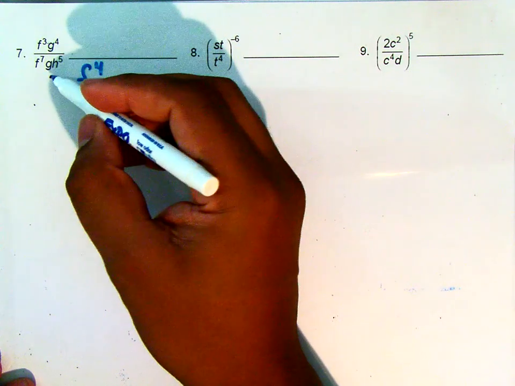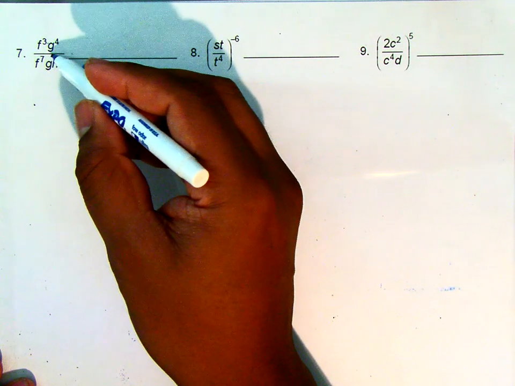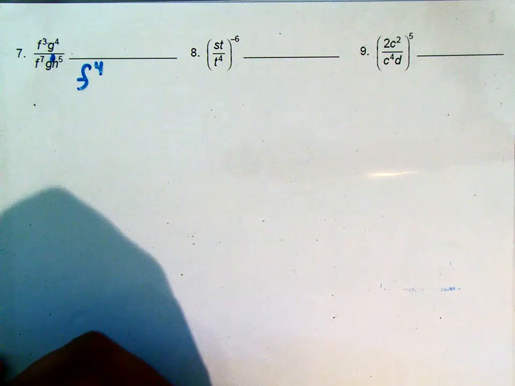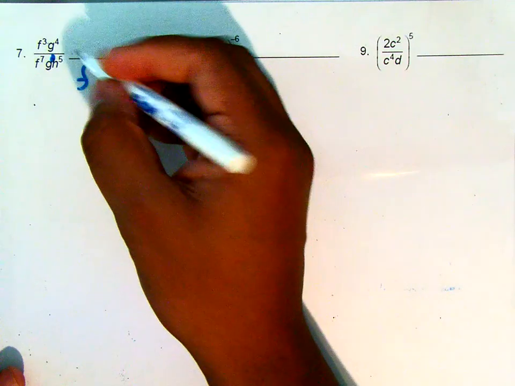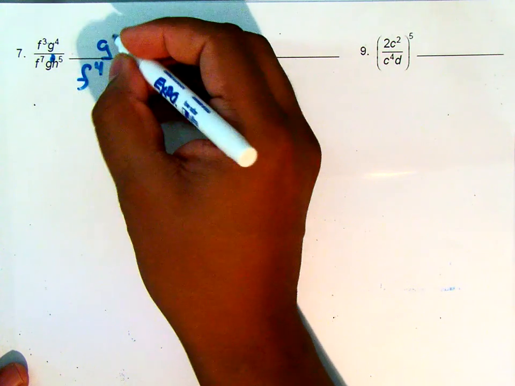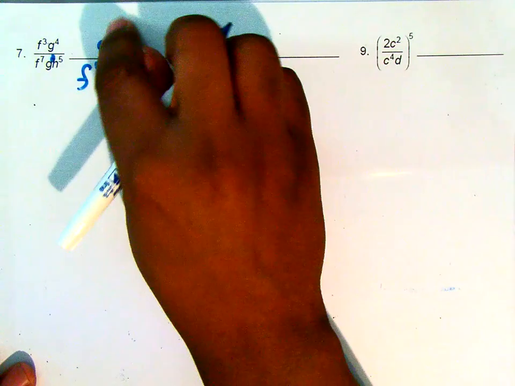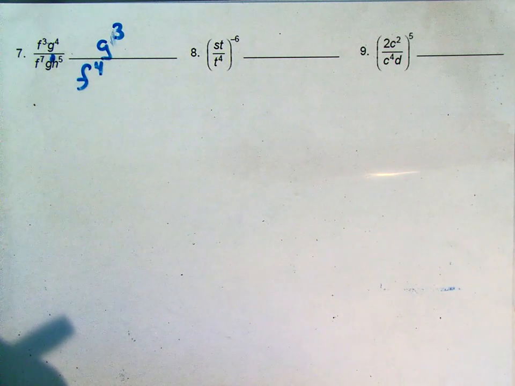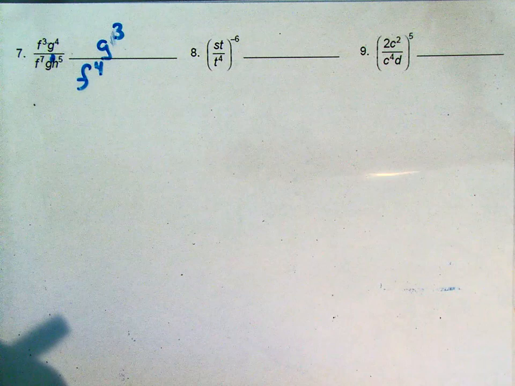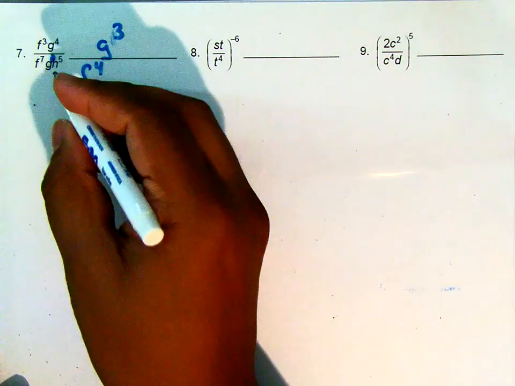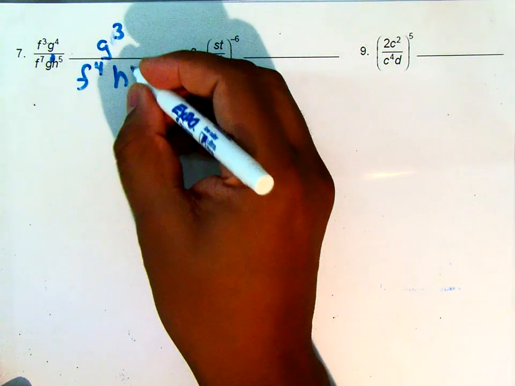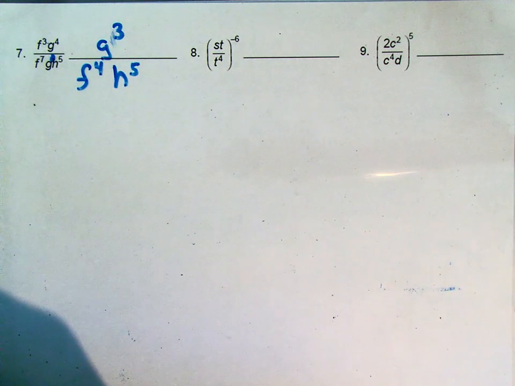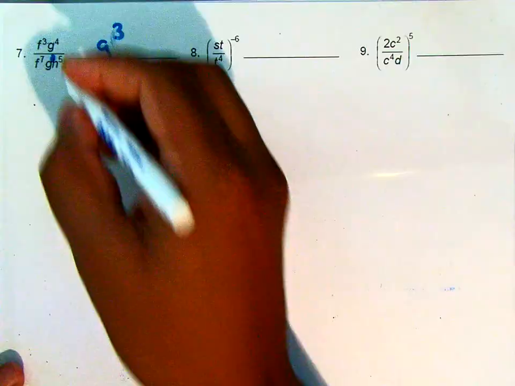Next, we're going to subtract g to the 1, understood 1 here, from g to the fourth. And that's going to give you 3. But since 4 is bigger, we'll leave that up here. And h to the fifth, we'll just leave right here. And that's my answer.